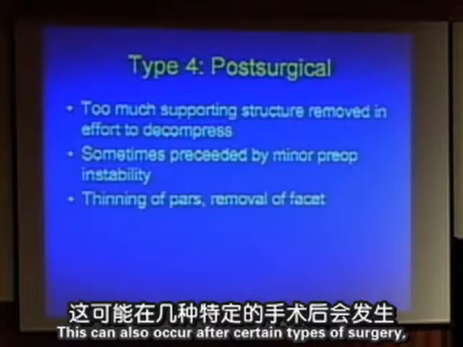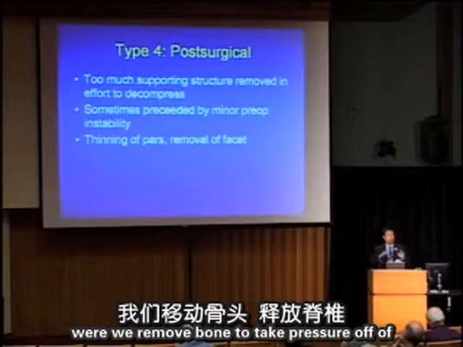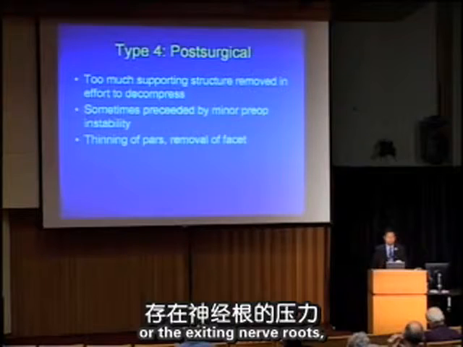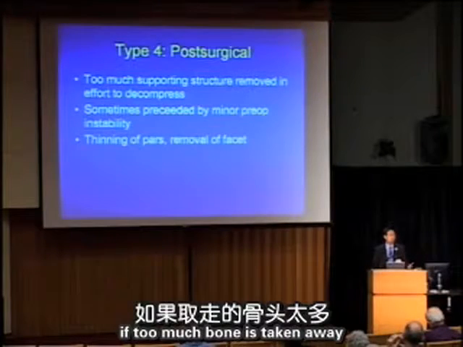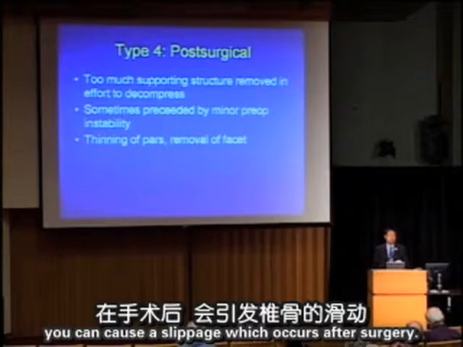This can also occur after certain types of surgery, the types that Dr. Alleman spoke about, where we remove bone to take pressure off of the spinal elements, off of the spinal cord or the exiting nerve roots. If too much bone is taken away, you can actually create this type of instability, and you can cause slippage, which occurs after surgery.